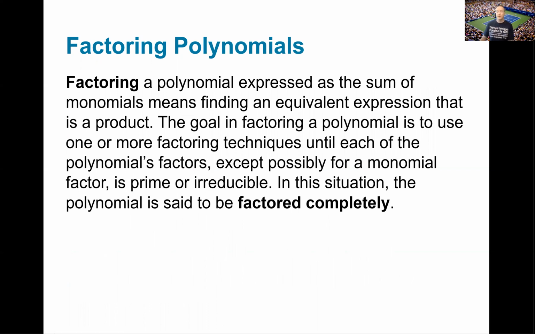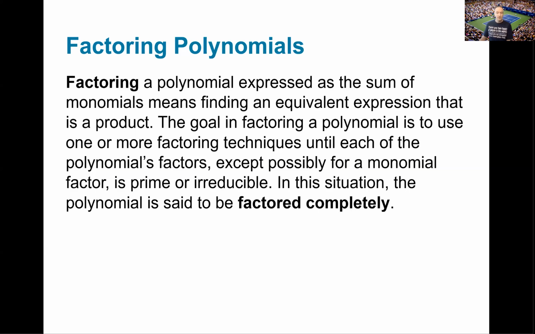Factoring a polynomial expressed as a sum of monomials means finding the equivalent expression that is a product. Now, a lot of times it just doesn't dawn on students, why would I need to get it written as a product? Because if you can get something written as a product set equal to 0, then you're able to solve for the variables, because we know by the zero product property, anytime you have terms multiplied that equal 0, at least one of the terms, if not all of the terms, must be 0. So that's an extremely important technique.